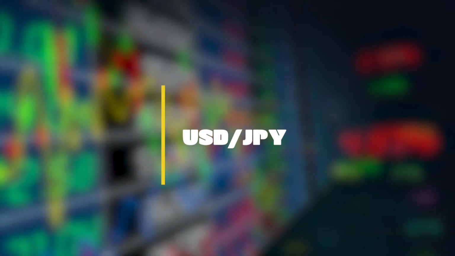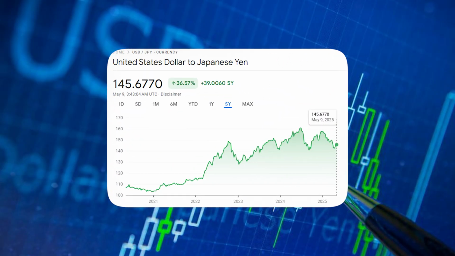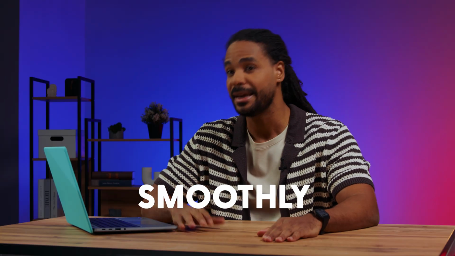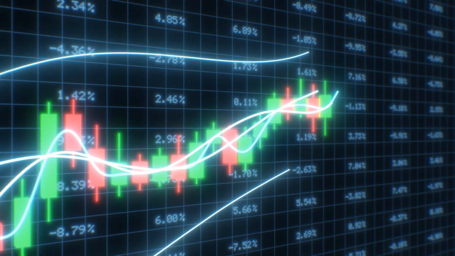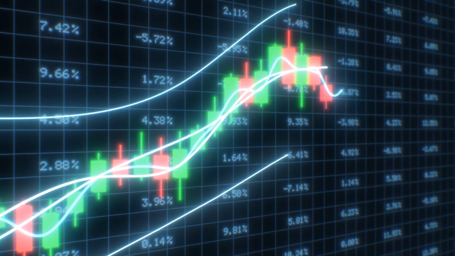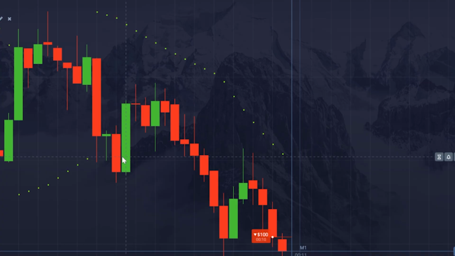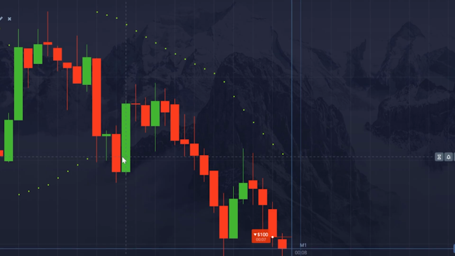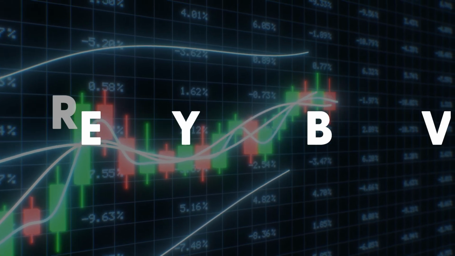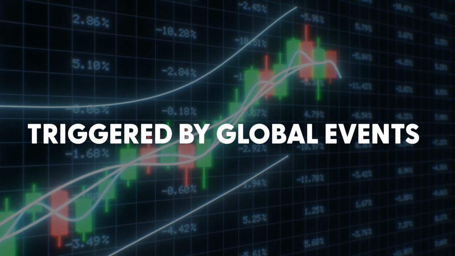USD JPY. This pair is a mix of stability and suddenness. Most of the time, it moves logically, smoothly, and in trend, especially during calm market periods. It's like long, consistent candles that gradually build the movement. But the key feature of the USD JPY is its sensitivity to global market conditions. Any escalations, talk about risks, unexpected news, and the yen will strengthen, creating sharp moves. That's why this pair is perfect for those who like trend analysis but are ready for spikes triggered by global events.